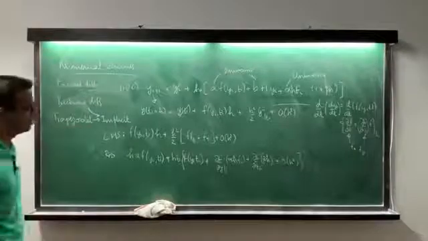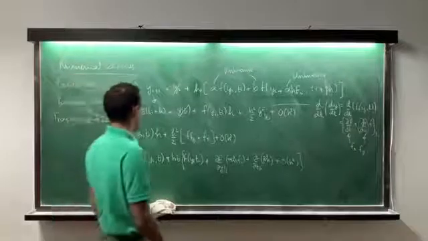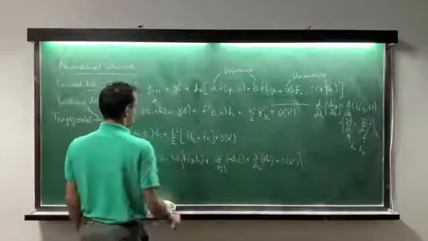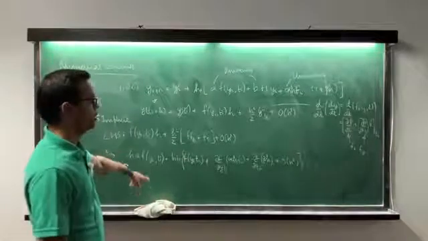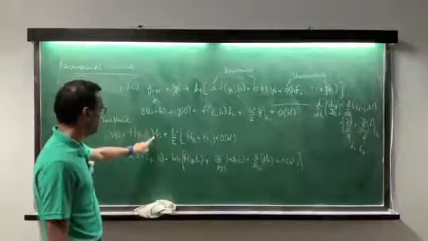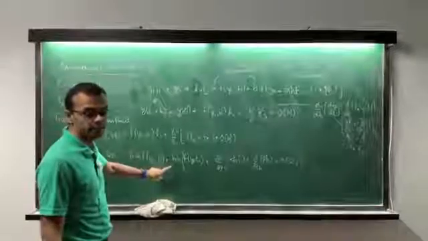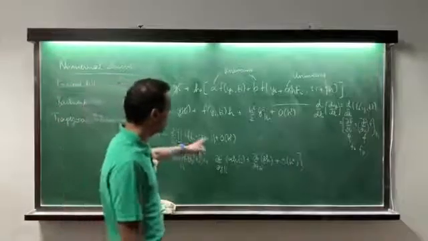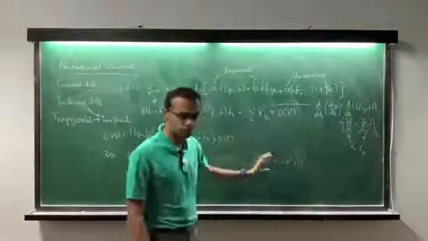Whatever those terms are, doesn't matter. Okay, now I can compare terms order by order. So the order of h term on the left must equal the order of h term on the right. The order of h square term on the left must equal the order of h square term on the right. The order of h cube term, and so on.